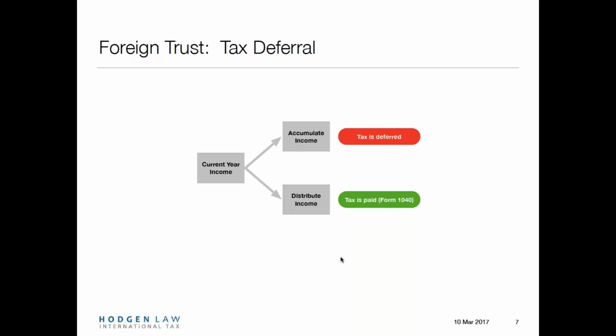Pay now. Look at it from the foreign trust point of view. You have a foreign trust earning foreign source income.